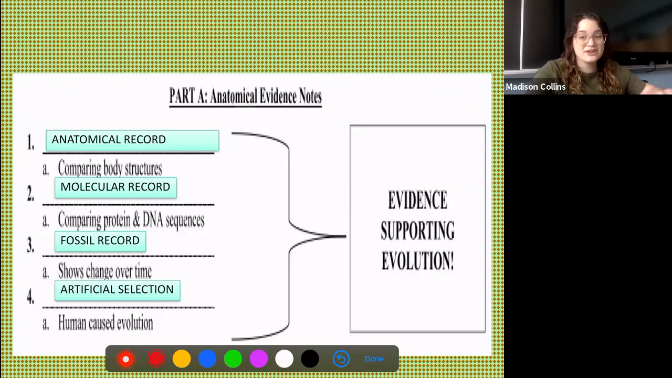We talked about how humans have forced different dogs to breed and have literally caused evolution of those species, like the bulldog, and caused those changes to occur. So all of this is evidence pointing towards evolution, right? We've got the anatomical, molecular, and fossil records, as well as we can see the results of artificial selection or selective breeding. All of this is anatomical evidence that supports evolution.